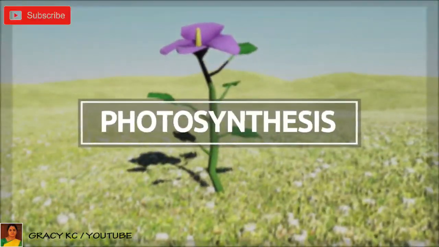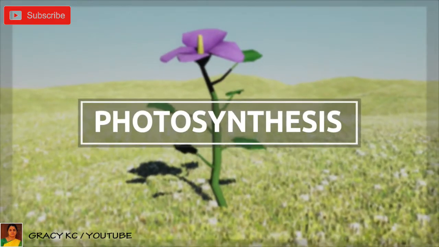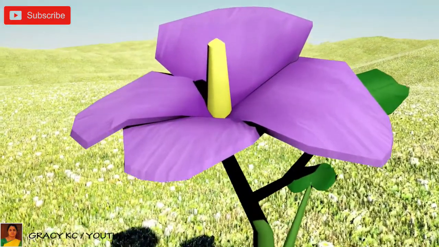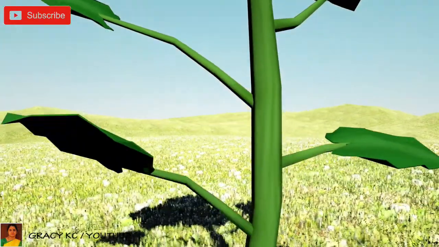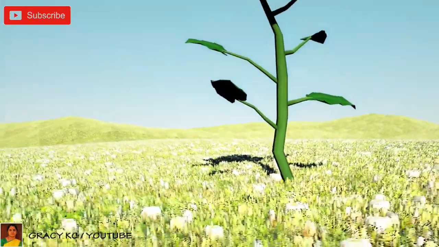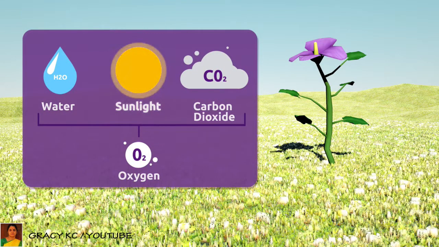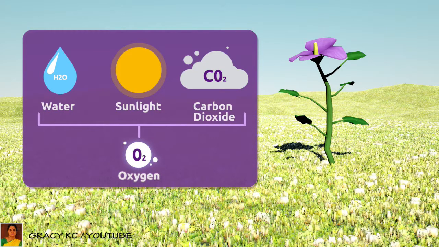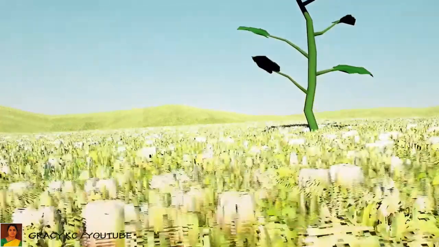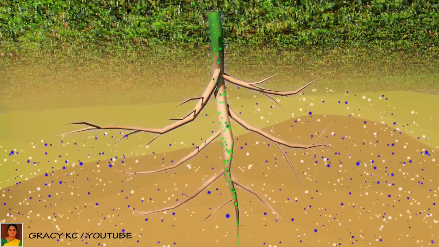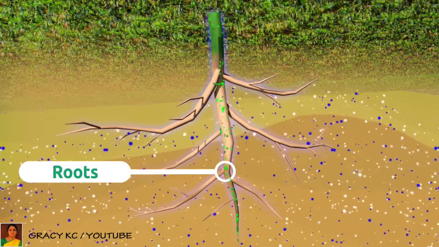We are going to learn about photosynthesis. It is a process by which plants make their own food. This is happening in leaves, particularly in specialized cells called chloroplast. In this process, plants absorb water and carbon dioxide in the presence of sunlight and convert it into starch and oxygen. From where do plants get water and carbon dioxide?